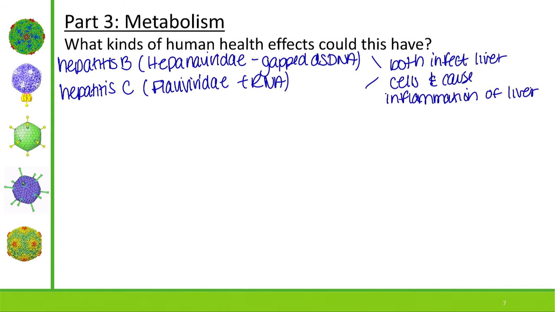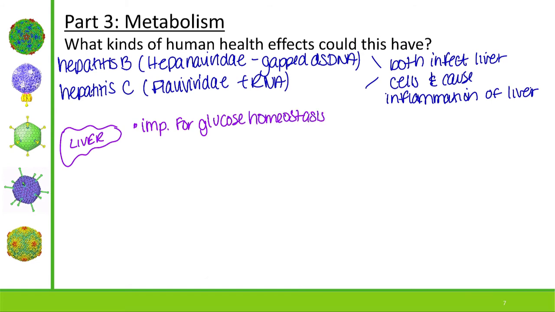So let's talk a little bit about the liver and why it's important and why we get issues with these viruses if they infect. So I'm going to draw, this is my version of a liver. It's my husband's favorite organ. The liver is important for a lot of things. It is important for glucose homeostasis. We can also store sugar here. It has a key multitude of other enzymes that it produces.